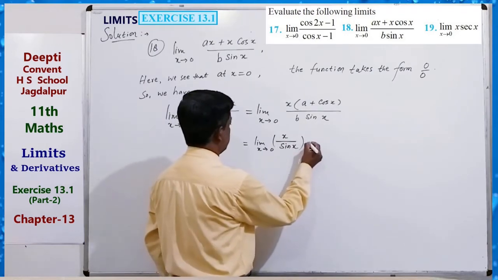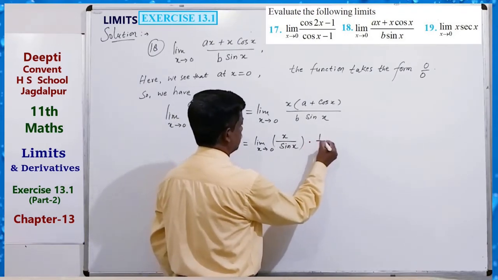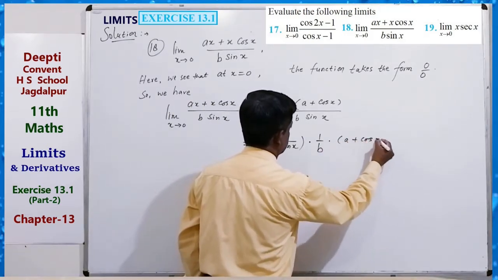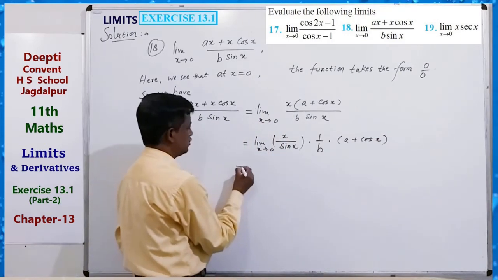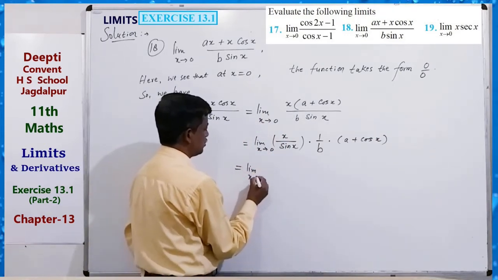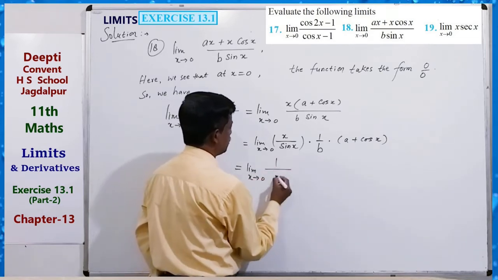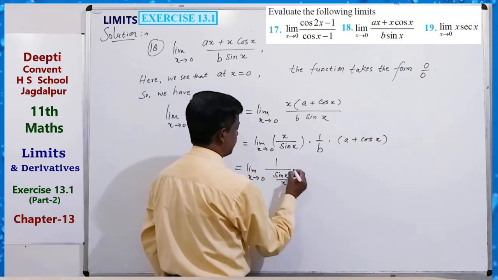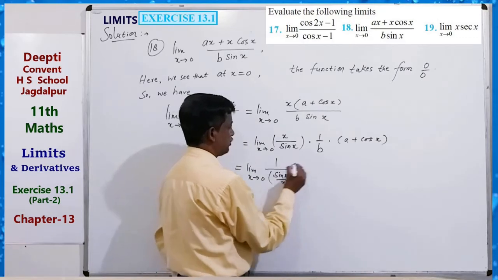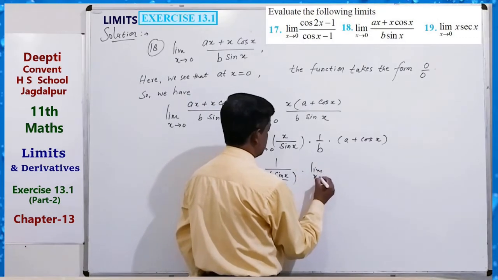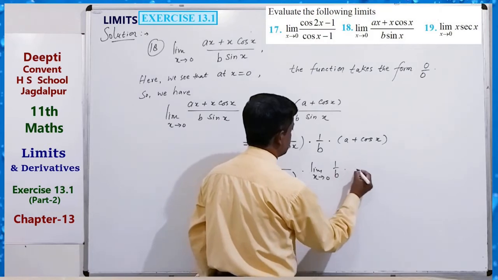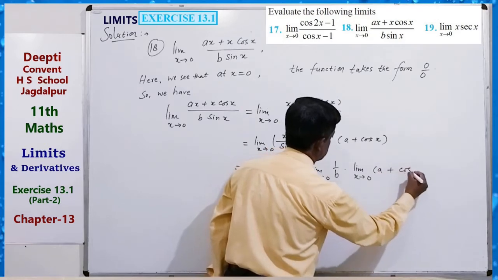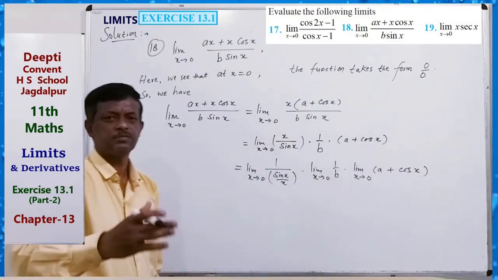We can take together this into 1 upon b into a plus cos x. So limit x tending to 0, 1 upon sin x upon x, you can write like this, into limit x tending to 0, 1 by b into limit x tending to 0, a plus cos x, because limit is distributed as a multiplication.